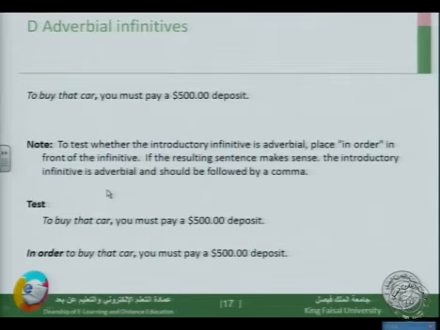Also, with adverbial infinitives: "To buy that car, you must pay a $500 deposit." We call this an adverbial infinitive. Notice that it begins with the infinitive "to." Okay.